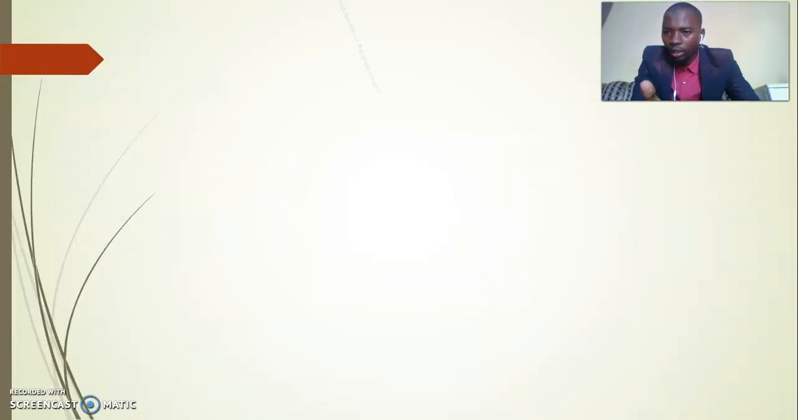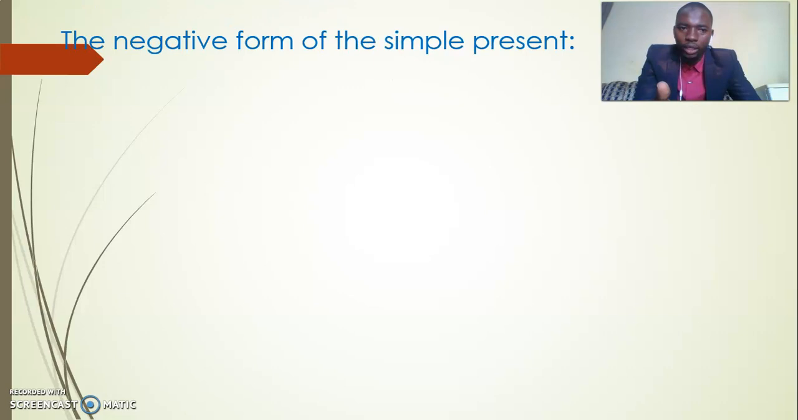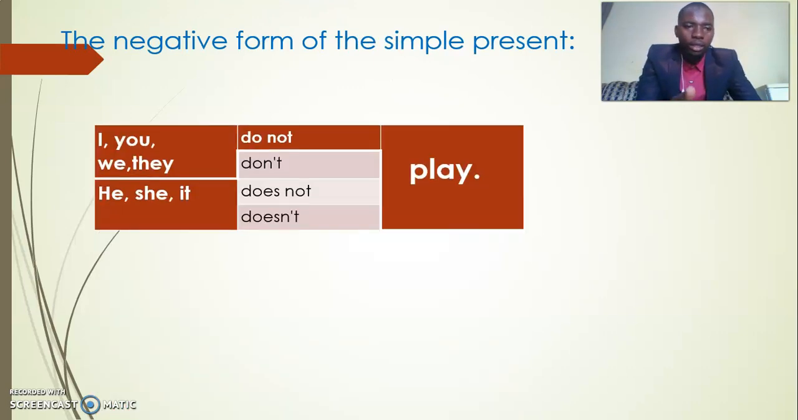And now let's go to the next form, which is negative. Here again, I, you, we, and they do not, which is the full form, or don't, the contracted form, play. So I can say, I do not play, or I don't play. They are the same, no different. And now, we have he, she, and it does not play, or doesn't play. So, does not play is the full form of doesn't play.